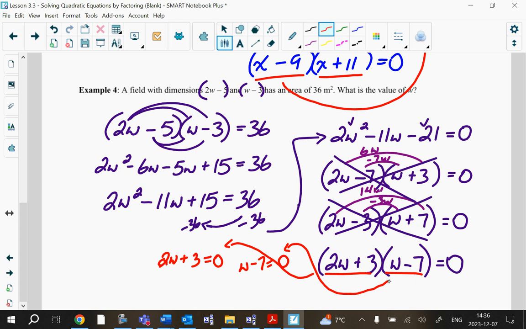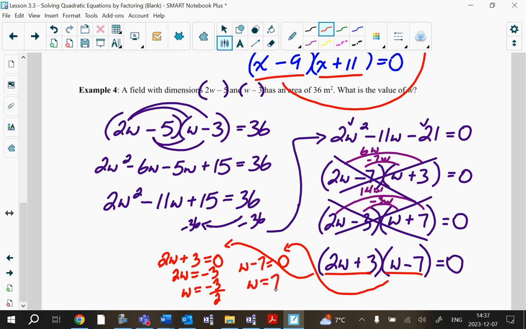So how do I solve for W in this one? What do I do first? Subtract 3, so I get 2W equals negative 3. And I get W equals negative 3 over 2. And this one, I get W equals 7.